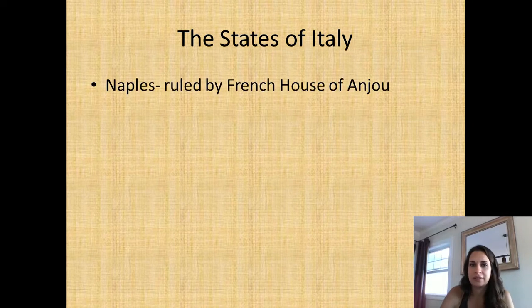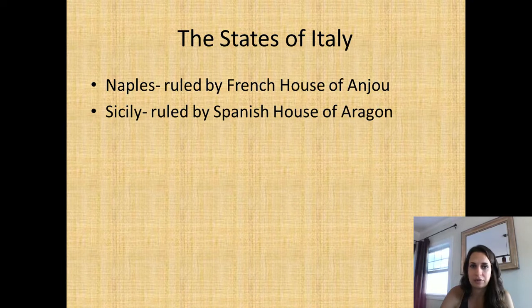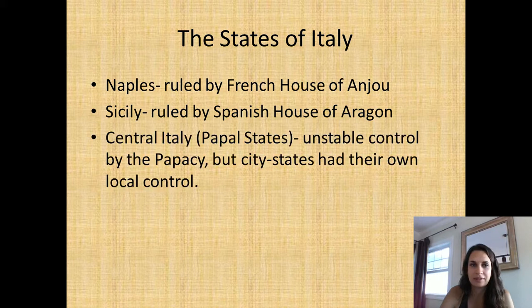Okay, so the states of Italy. First of all, you had Naples, which was ruled by the French House of Anjou and had at one point also been ruled by the Spanish. Naples was pretty poor, and since it was ruled by the French, they were basically subjected to French customs and French laws. Sicily was ruled now by Spain, by the Spanish House of Aragon, which probably sounds familiar because of Catherine of Aragon, who was at one point the mother-in-law of Henry VIII. Anyway, I'll get back to that later.